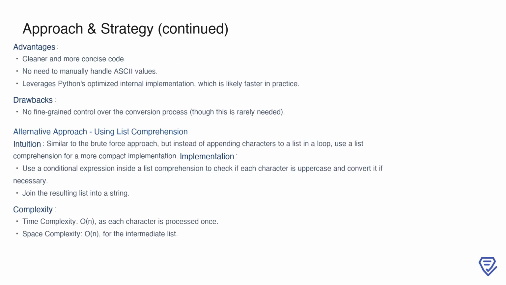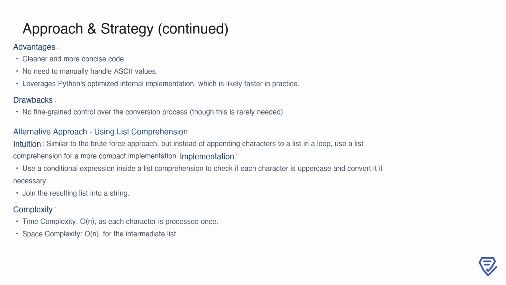The built-in .lower method has several advantages, such as providing cleaner and more concise code. It eliminates the need for manual handling of ASCII values and leverages Python's optimized internal implementation, which is likely faster in practice. However, it does lack fine-grained control over the conversion process, though this is rarely a concern in problems like this.